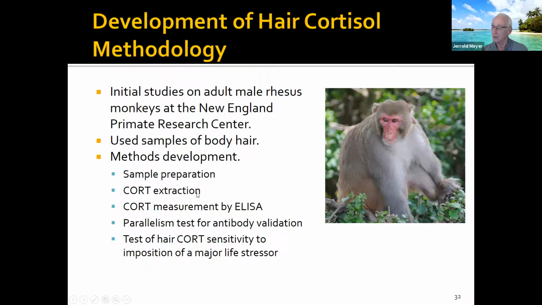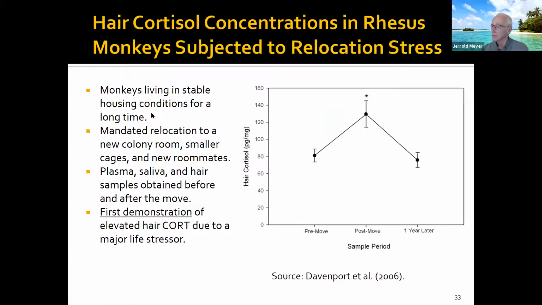So we tested a number of different methods for preparing the samples. We worked out a method for extracting the cortisol from the hair. We measured the cortisol by ELISA. We did what we call in immune tests a parallelism test, which is a test for validating that the antibody you're using is reacting to the analyte, what you're trying to measure, and not possibly something else. And then the big thing was whether the hair cortisol levels were sensitive to a stressor. As you can see, the paper was published in 2006 in General and Comparative Endocrinology. It's in the folder of papers.